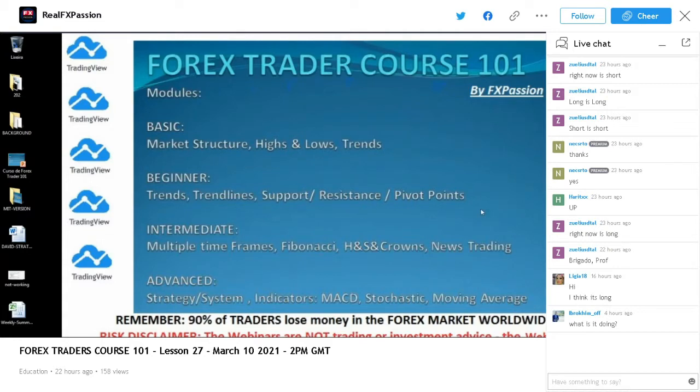So we are not yet ending, but we're almost over the basic module and the beginner module. We need to cover candlestick formations, and then we are over the basic and the beginner. But today we are going to analyze a currency pair together. So type in the chat the currency pair that you want us to analyze.